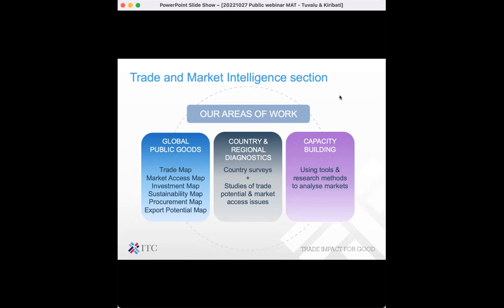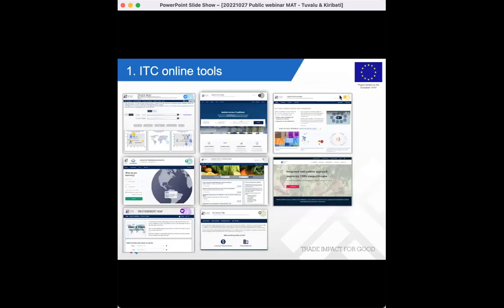The global public goods are actually a pillar that is sponsored by the European Union. So they make all this information freely available to developing countries. Other countries pay a yearly fee. You will see a little later who is already using our tools, but for now you see a little overview of all the tools that we offer. You see Trade Map, Market Access Map, Export Potential Map at the top. Those are the three that we will be discussing today.